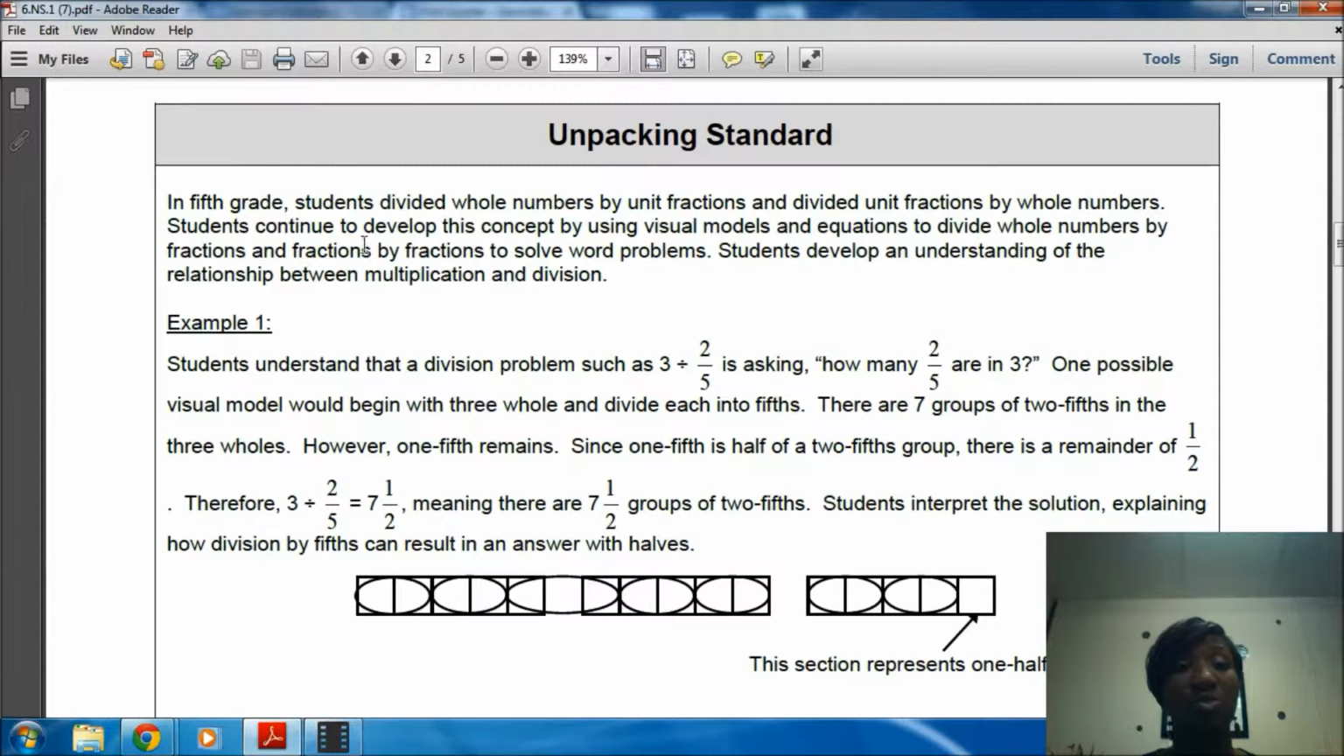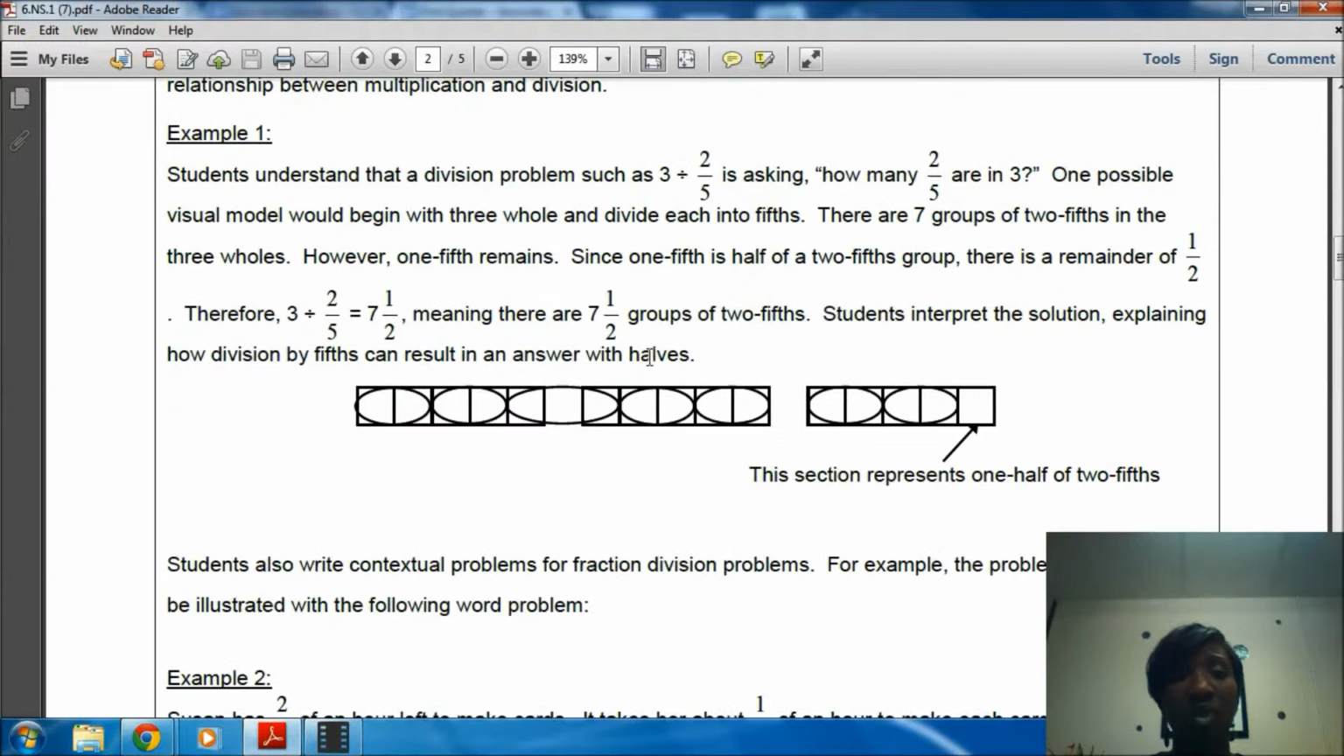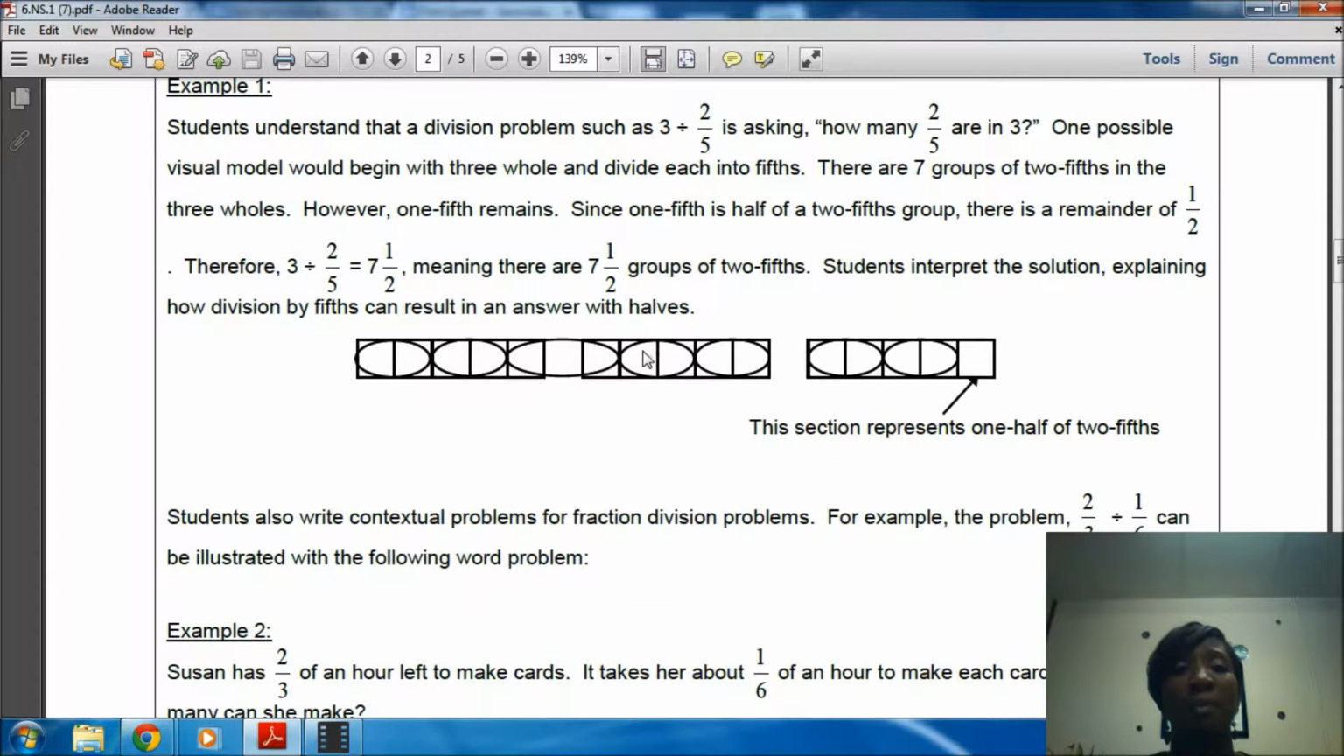It also states here, students continue to develop this concept by using visual models and equations to divide whole numbers by fractions and fractions by fractions to solve word problems. So here's an example of the mathematics that should be experienced by students if they are exposed to this particular standard at the depth that they should be exposed.